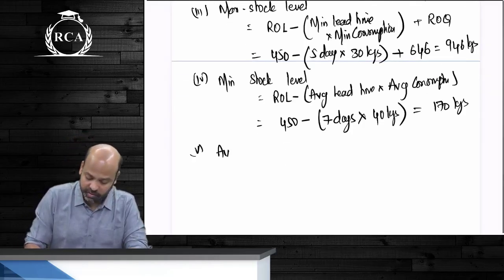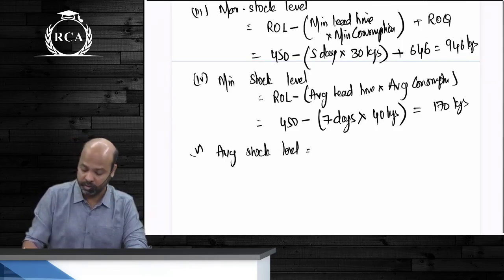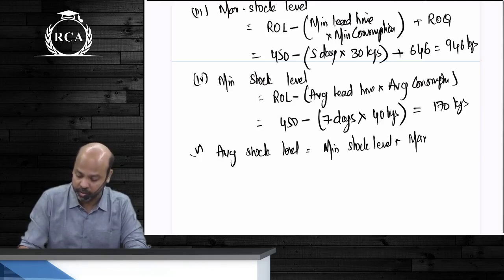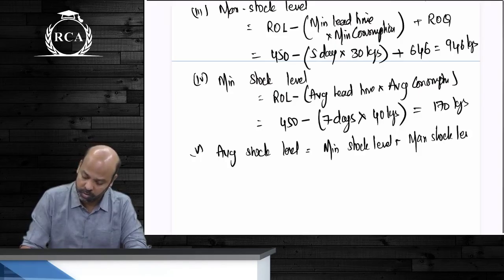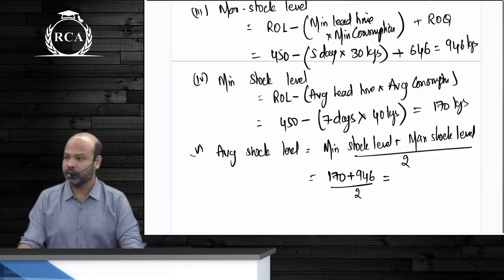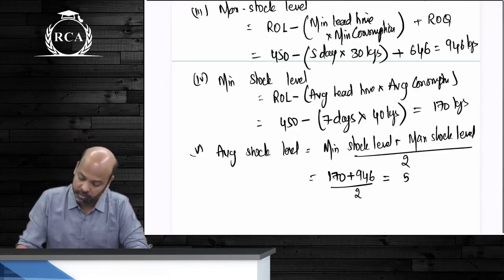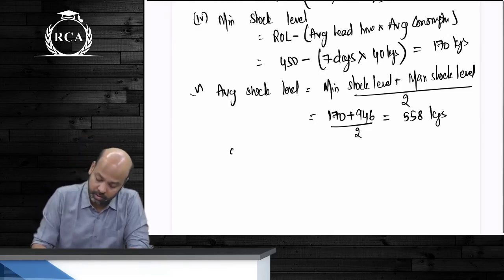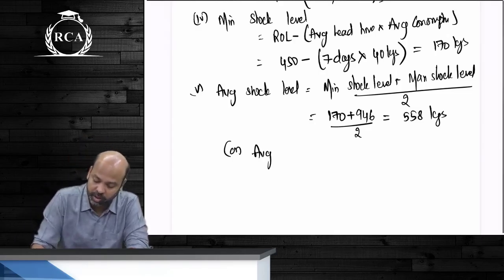After this beta comes average stock level. What did I tell you for average stock level? What's the first preference? It will always be minimum stock level plus maximum stock level divided by 2. Minimum stock level is 170 plus 946 divided by 2. 558. This will be average stock level, or the other formula for average stock level.